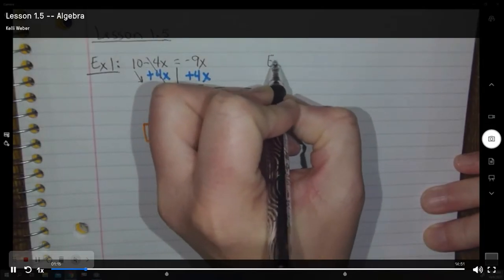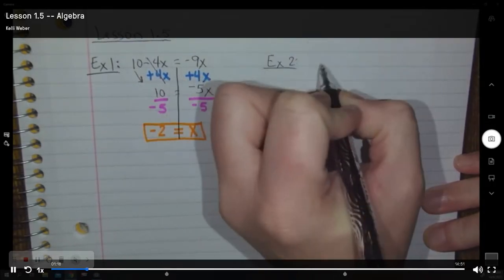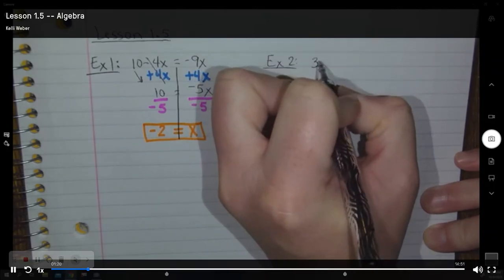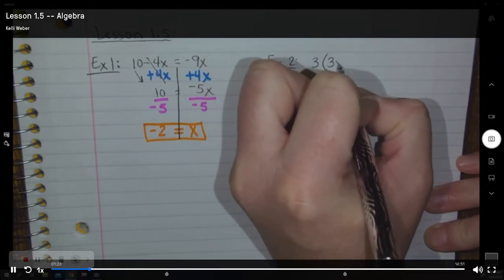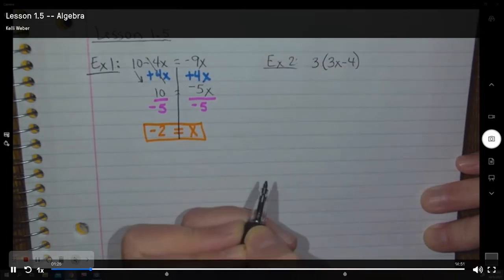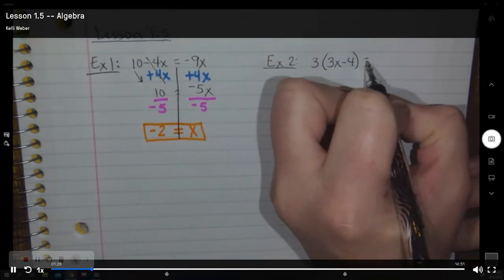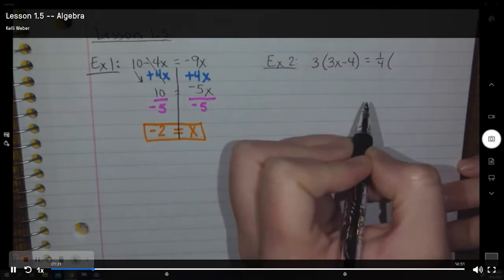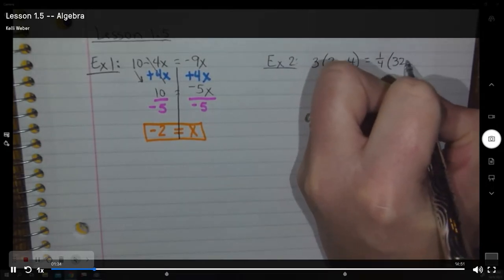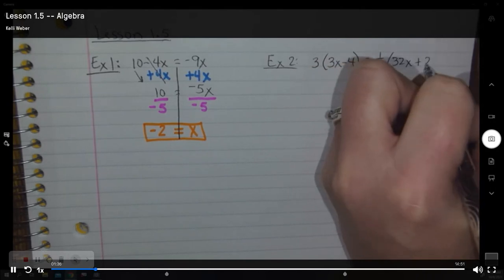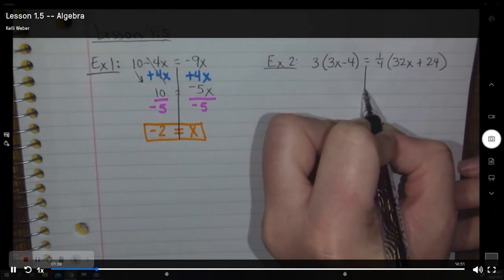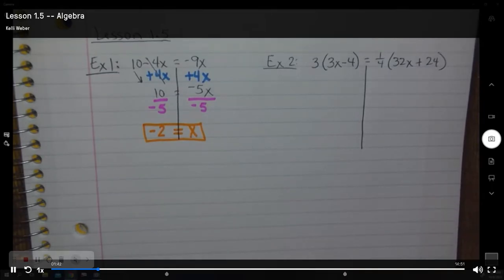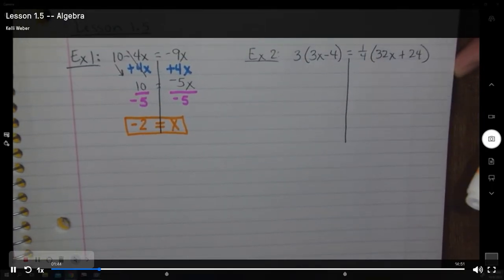Sometimes they look a little bit more complex. So then example 2, we have 3 times the quantity 3x minus 4 equals 1/4 times the quantity 32x plus 24. So just like when we have equations and there's variables only on one side of the equal sign, we still have to take care of our parentheses first. So we have to distribute all of our sets of parentheses.